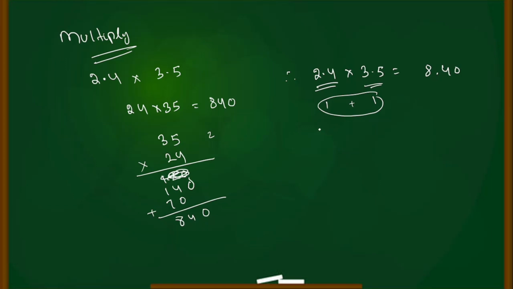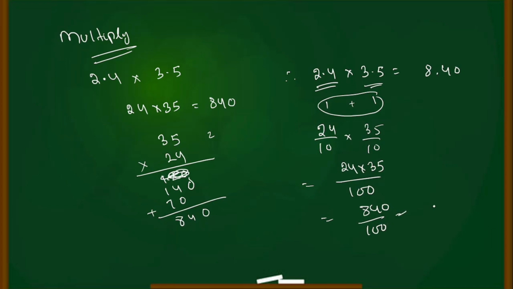Now because 2.4 we can write 24 by 10. Yes or no? 3.5 we can write 35 by 10. We know that in multiplication, numerator multiply with numerator and the denominator multiply with denominator. Means 24 into 35 divided by 100. Now 840 divided by 100. Now simply write down 8.40. Yes or no? Okay.